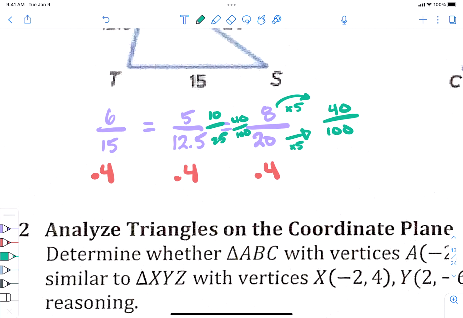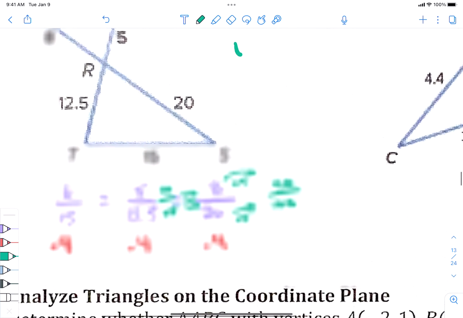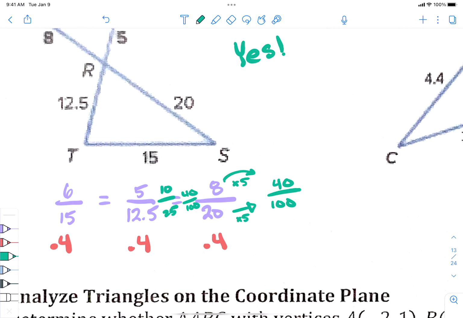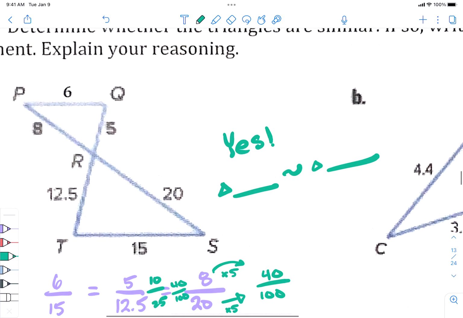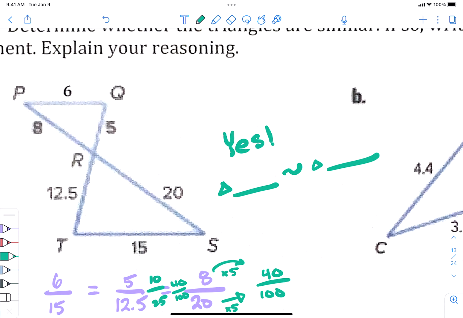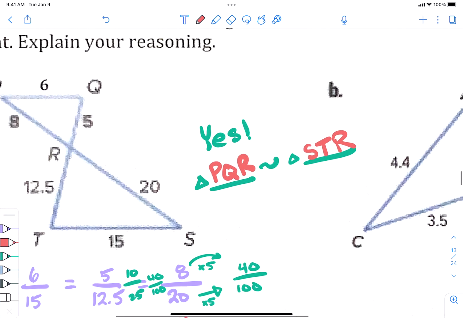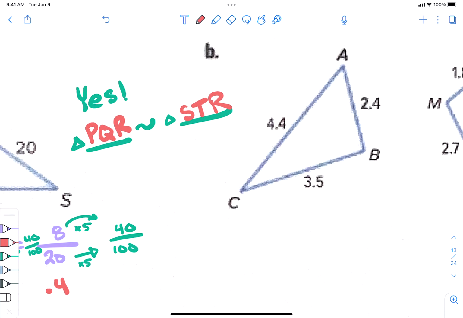So 0.4, 0.4, 0.4, that means that yes, it is a similar triangle. And now we just have to write which ones go together. So triangle whatever is similar to triangle whatever, and let's list them in order. How do you want to go? PQR. P goes with S, okay. STR, yep. PQR, STR. That is one way of labeling it. That will work. Okay, good?